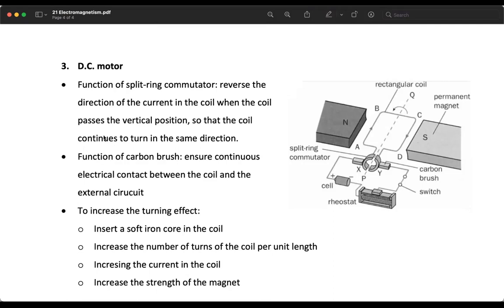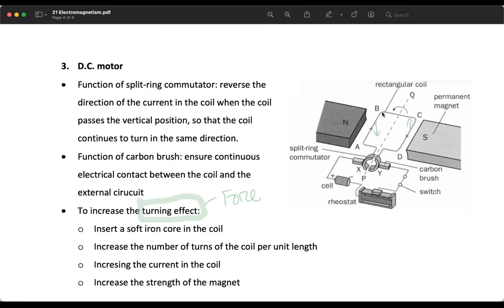Now, before I go through these 2 points, to make the force stronger, this is the turning effect of force. But can you see why it is a turning effect? Because there are 2 forces away from the center, so it creates a turning effect. To increase the turning effect of the force, what can we do?